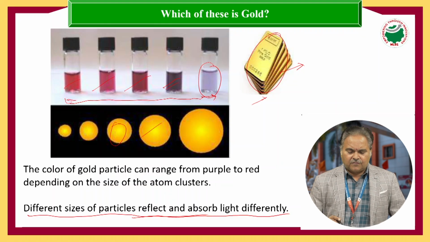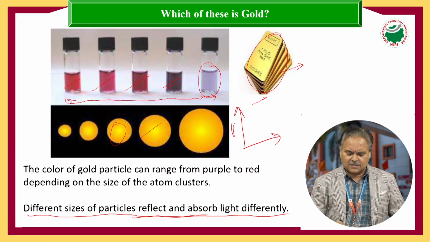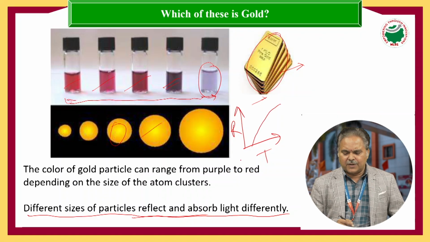So now if this gold particle is there, gold means it will be conductive. If you plot any curve using resistance versus temperature, this gold is conductive, so it will go like this. At reducing temperature, the resistance will go reducing.